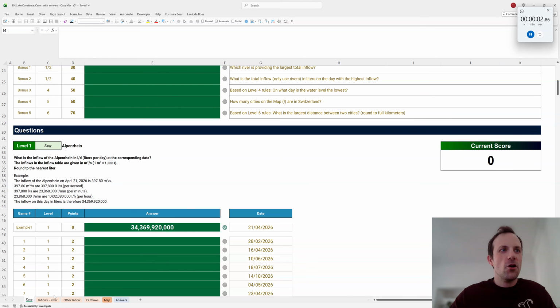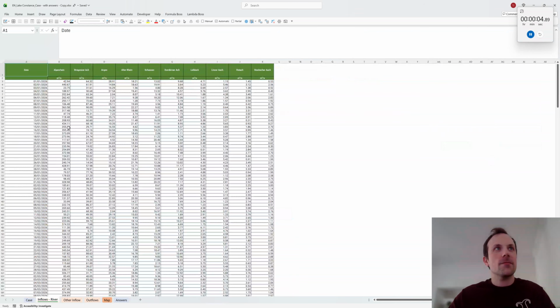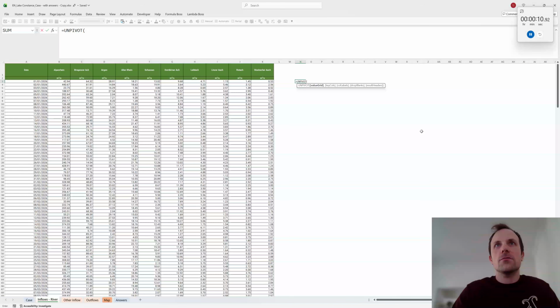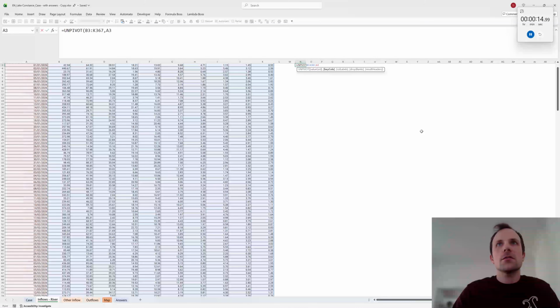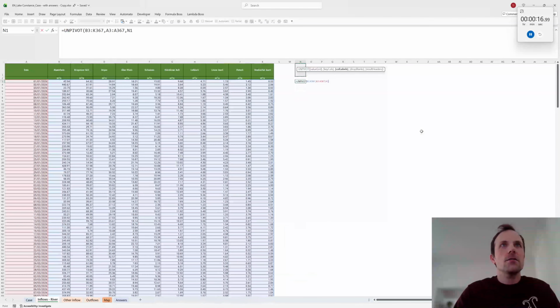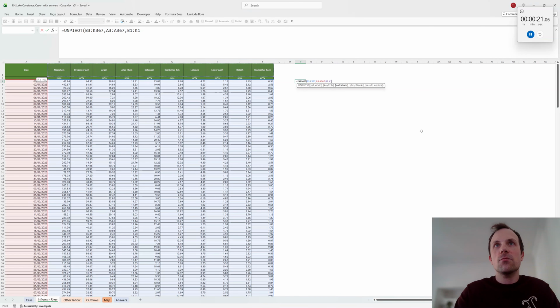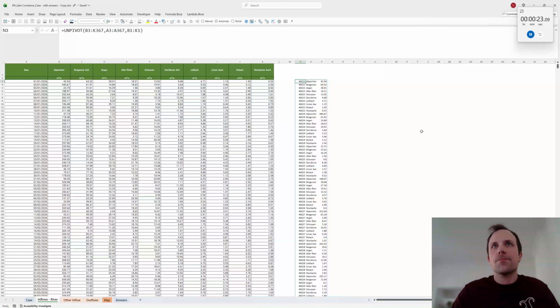Okay, so I'm just going to flatten all the data to begin with, because that's what I did yesterday. So I'm going to unpivot this table of inflows. I have to select the values, I have to select the key columns, which are the dates in this instance, and the labels for the data. And that is down here: dates, river, flow.